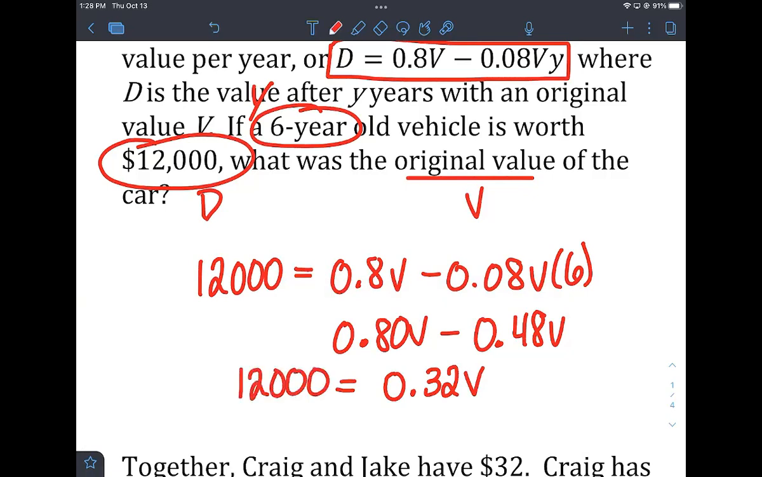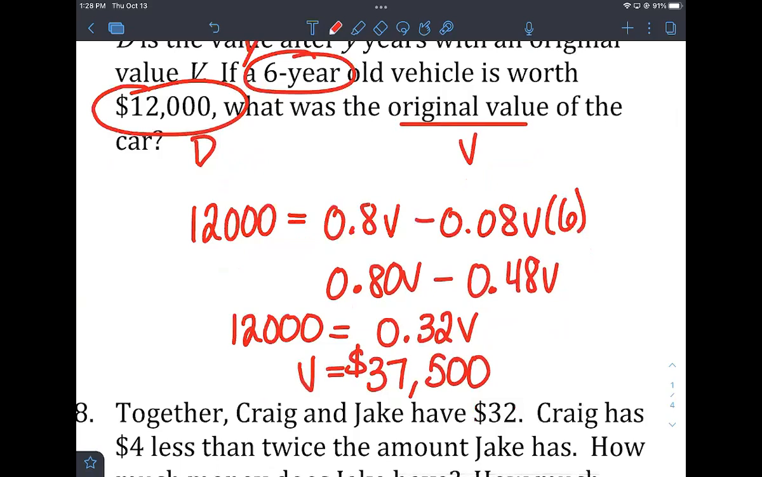Divide by 0.32. Now, something interesting happens when you divide by 0.32. It goes up. When you divide normally by a number, it goes down. But normally we're dividing by numbers that are bigger than 1. If you divide by a number that's really, really small, a number that's smaller than 1, it will increase, right? What do you get, Kaylee? $37,500. Yeah, V stood for its value, so that's going to be dollars.